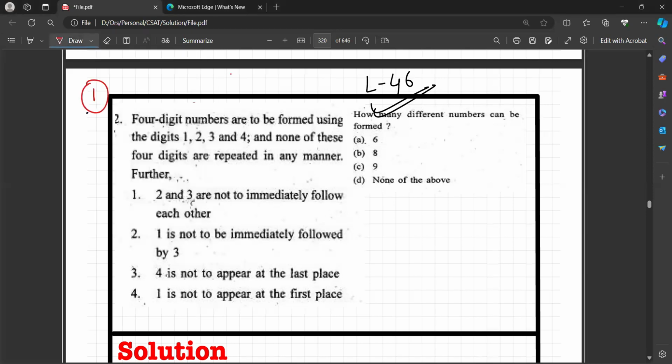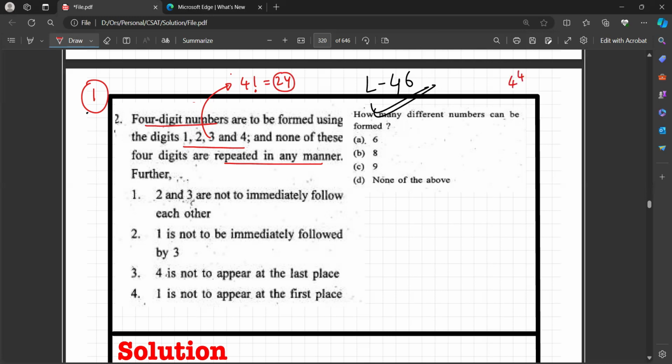In question number 1, we have 4-digit numbers which are to be formed using the digits 1, 2, 3 and 4. How many 4-digit numbers can be formed? That would be 4 factorial, which is equal to 24. Clear? None of these digits are repeated in any manner. That is why I wrote it as 24. Had it been repeated, it would have been 4 to the power 4.